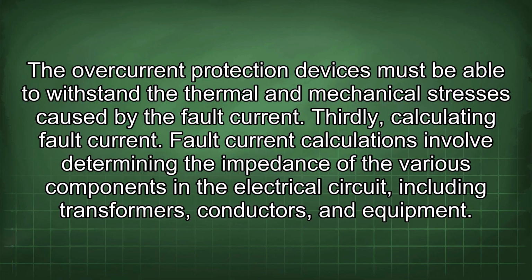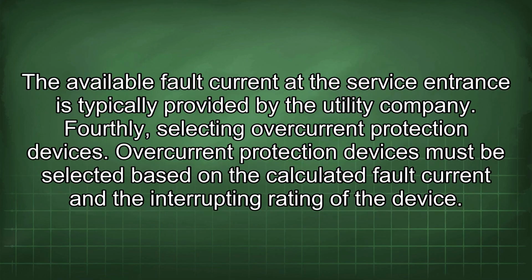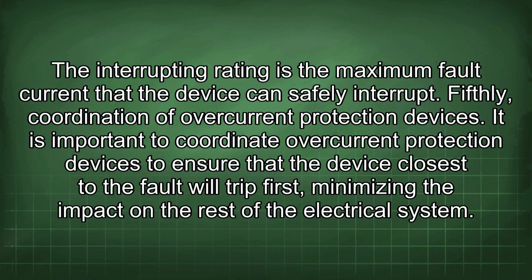Thirdly, calculating fault current. Fault current calculations involve determining the impedance of the various components in the electrical circuit, including transformers, conductors, and equipment. The available fault current at the service entrance is typically provided by the utility company. Fourthly, selecting overcurrent protection devices. Overcurrent protection devices must be selected based on the calculated fault current and the interrupting rating of the device. The interrupting rating is the maximum fault current that the device can safely interrupt.